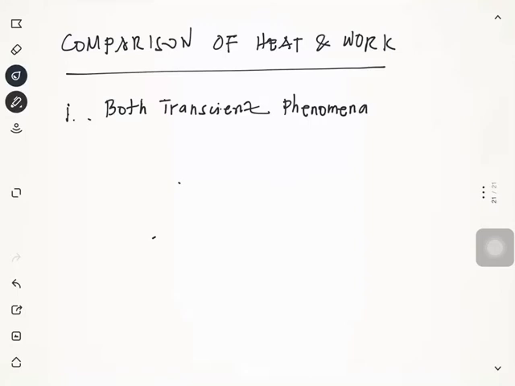So when a system undergoes a change of state, heat and work, because they are both transient phenomena, can both cross the system boundary. They can enter or leave our given system.